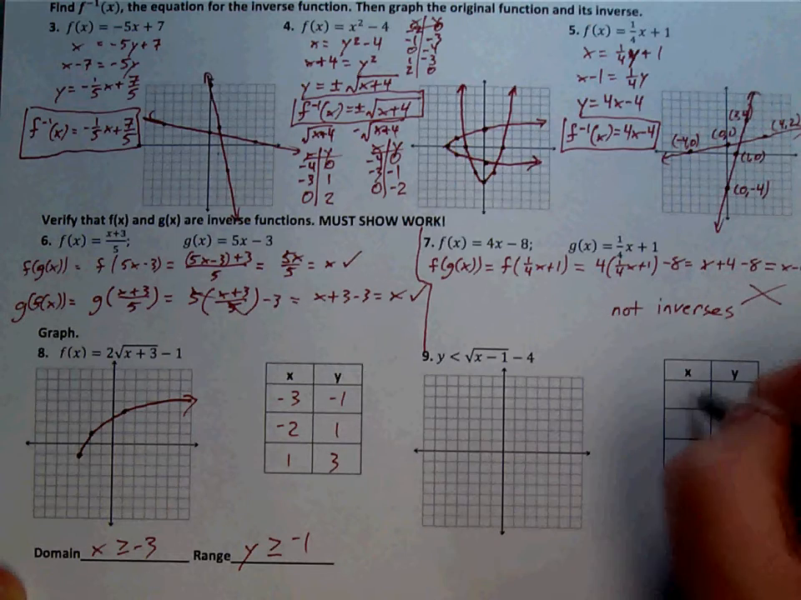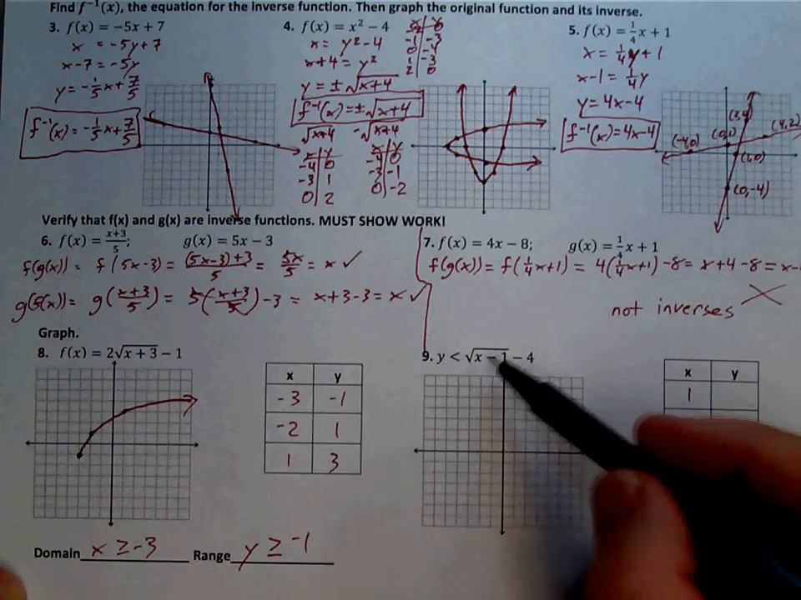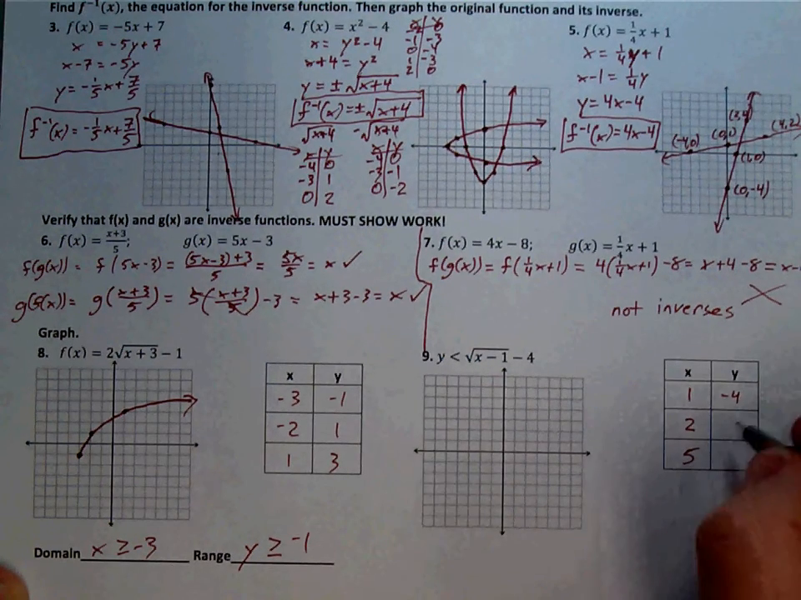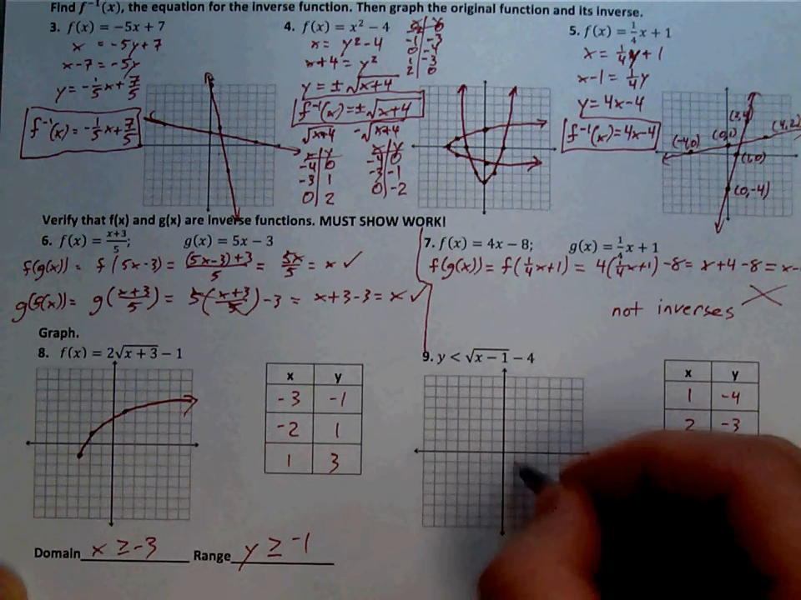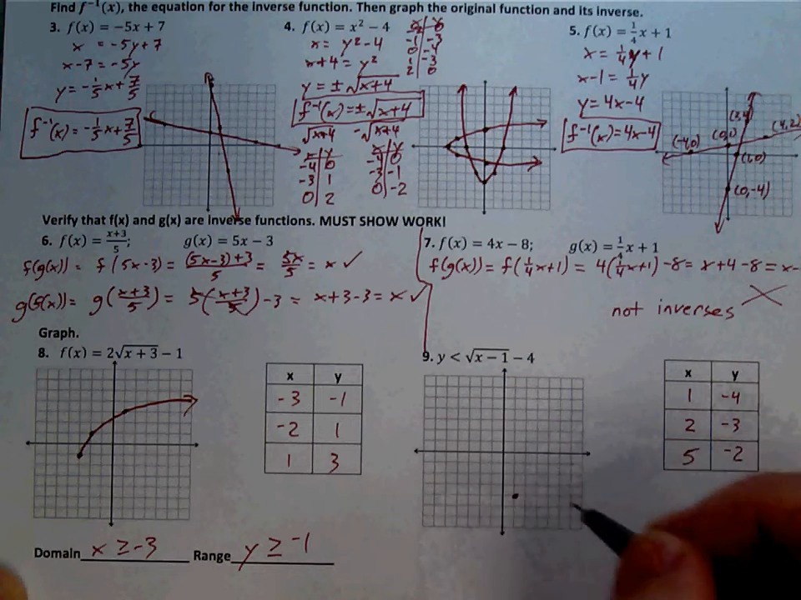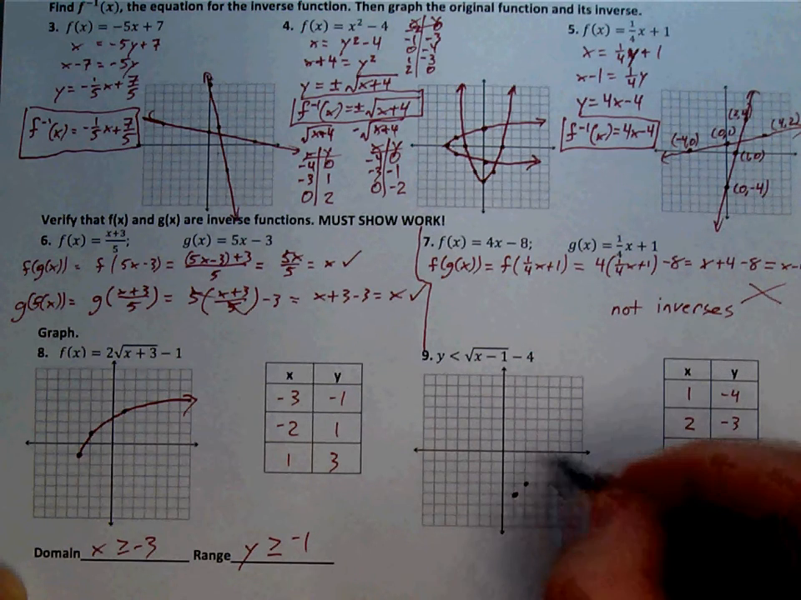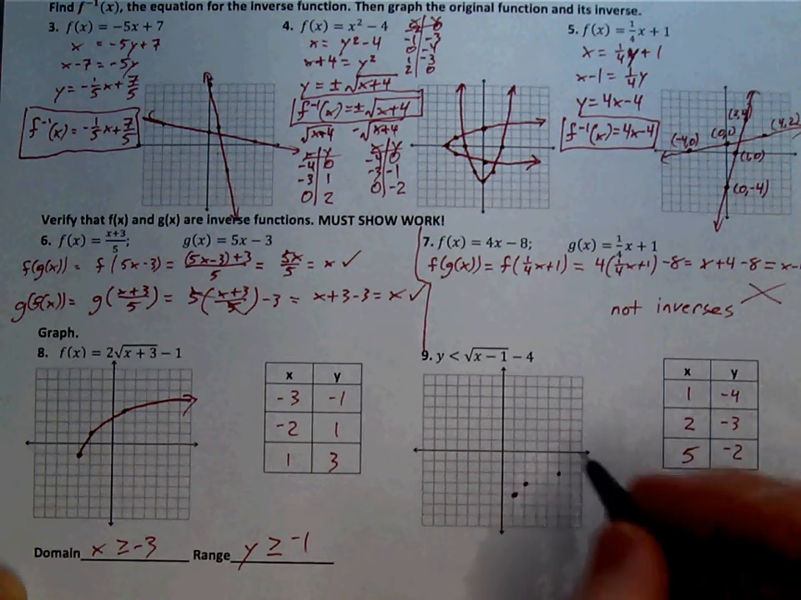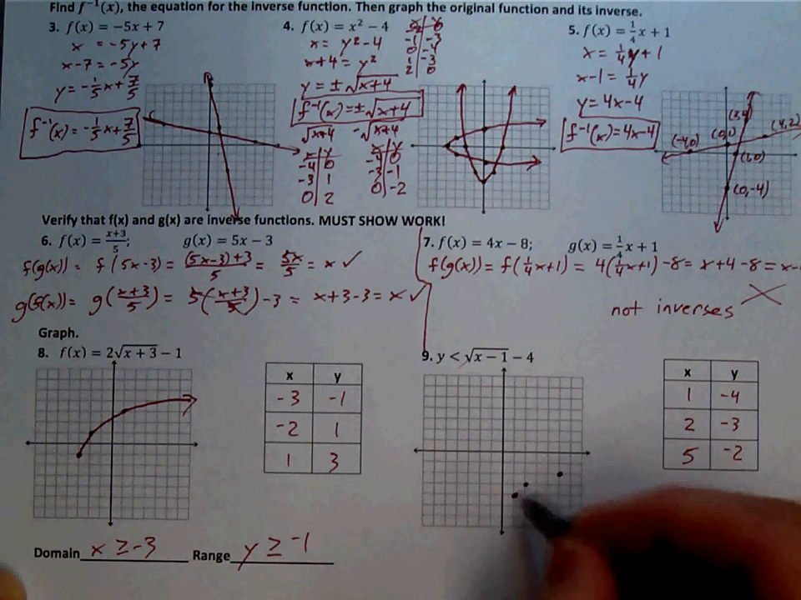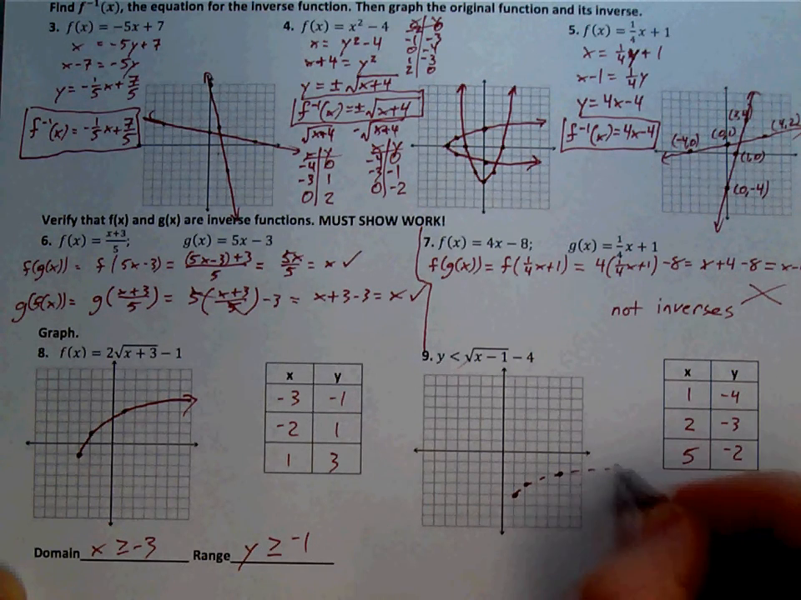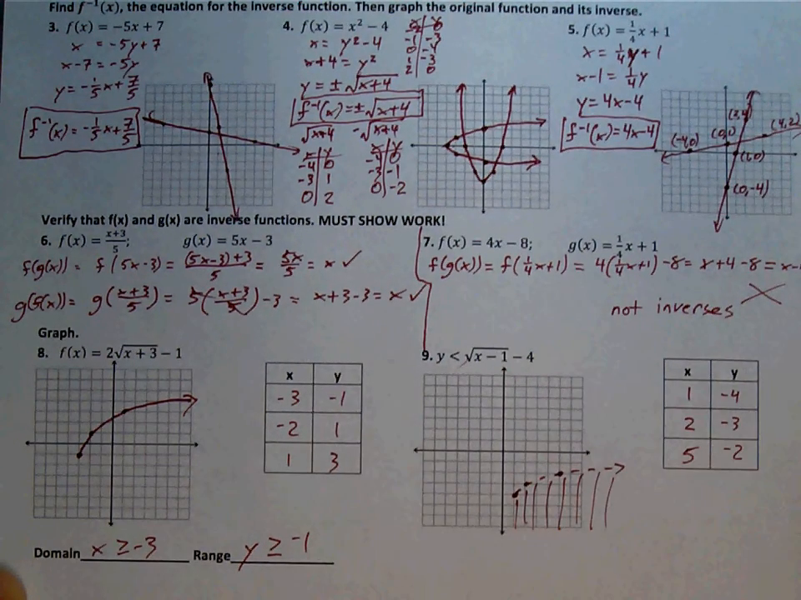Number 9, we have an inequality. I can plug in 1, 2, and 5. I get -4, -3, -2. So 1, -4, 2, -3, and then 5, -2. Okay, this one is an inequality. Notice there's no equal, so I'm going to do a dashed line. And then after shade, it says to go below, so go below your graph to give your shading.